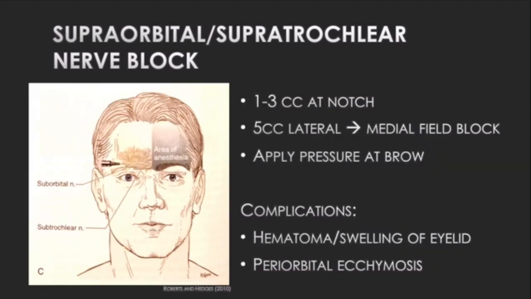So in order to do this block, you can put about 1 to 3 cc's over the notch, but I would not inject directly into it. And if this doesn't work, you can do a field block where you inject about 5 cc's going lateral to medial, and this should block both nerves.